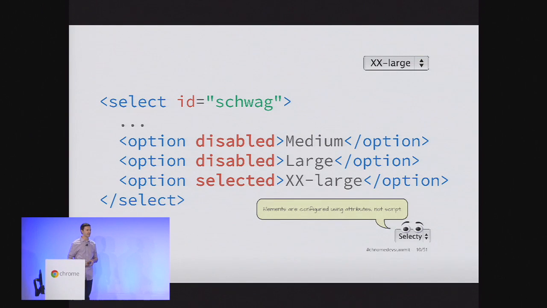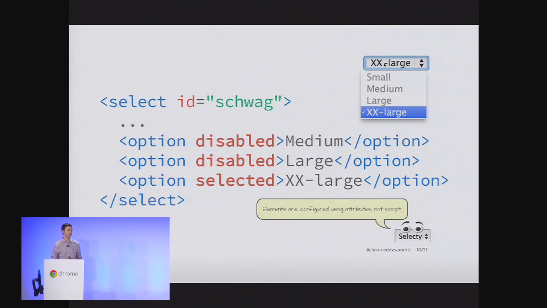This is your classic example of running out of swag at a conference. Nothing's available except for that XXL t-shirt. But the point I want to make here is that we're configuring these elements not with a bunch of script, but with just a little bit of HTML, just plopping an attribute on these options, and you get different behavior, right? So these are now grayed out, and that XL, of course, is the only one that's available.